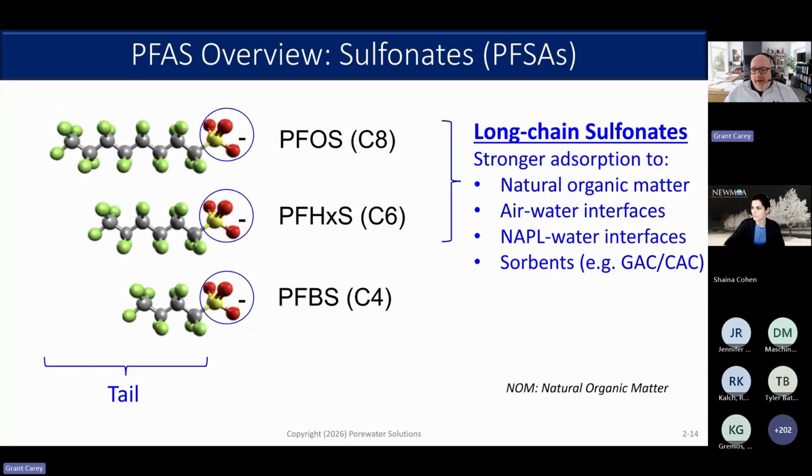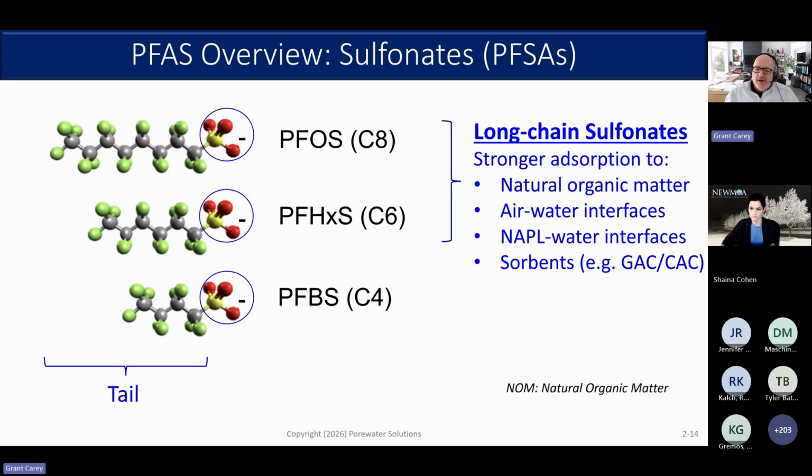So with PFAS, I'm sure everybody's aware, in the simple molecule structure, there's a tail and then there's a head. We've got sulfonate heads and we've got carboxylate heads. And you can see that the tail actually has varying length depending on the compound. The gray atoms in these tails are the carbon atoms, and the green atoms are the fluorine atoms. So the longer the tail, the more hydrophobic the compound's going to be. The more hydrophobic it is, the more it's going to sorb to natural organic matter or carbon in soil, the more it might sorb to air-water interfaces in the vadose zone, or NAPL-water interfaces, or sorbents like granular activated carbon or colloidal activated carbon.